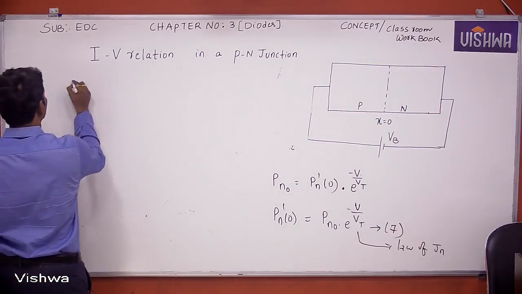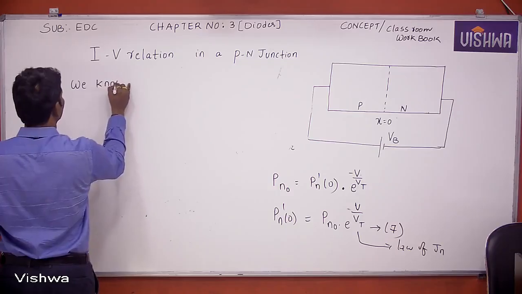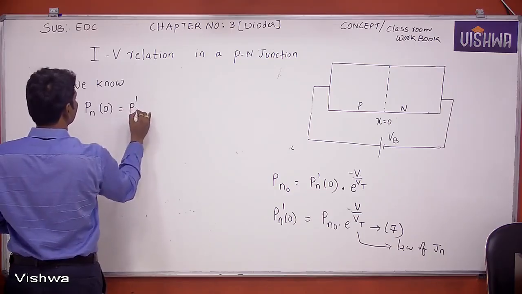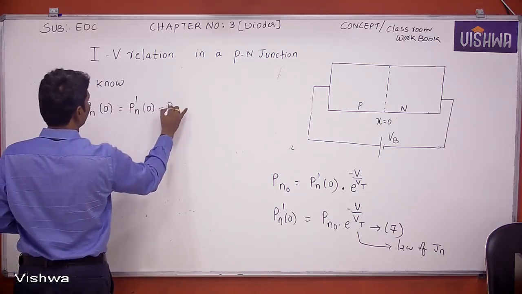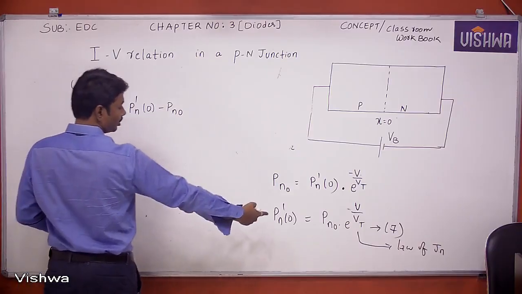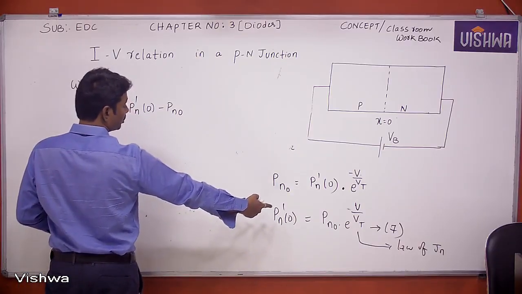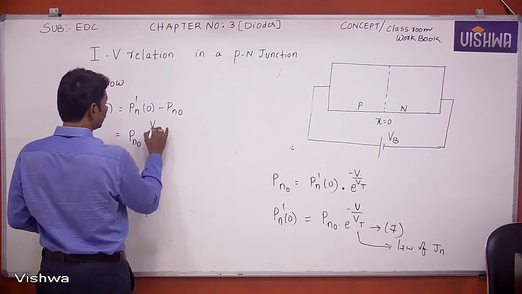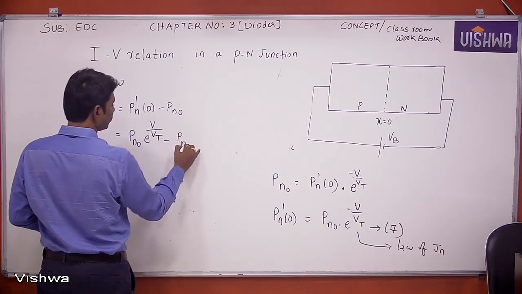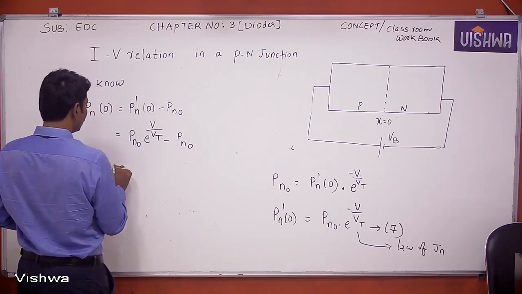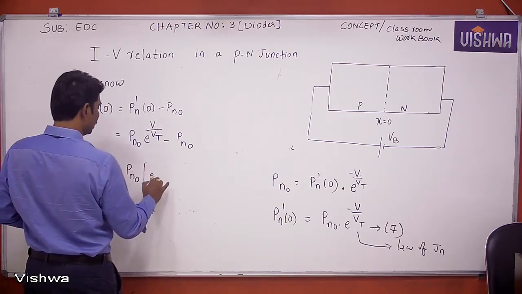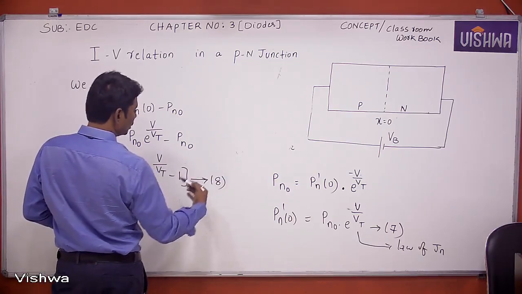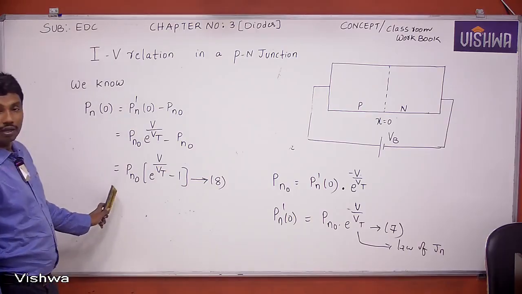See, we know what is Pn of 0 actually. Pn of 0 is nothing but Pn dash of 0 minus Pn naught, right? What is Pn dash of 0 actually? Pn dash of 0 is nothing but Pn naught into e power V by Vt minus Pn naught. Am I correct or not? So from this, common the Pn naught here, e power V by Vt minus 1. Now consider this one as equation 8.